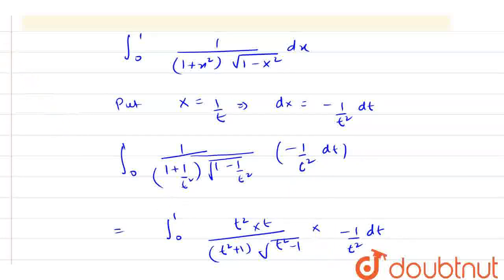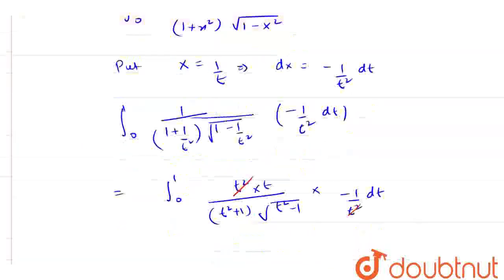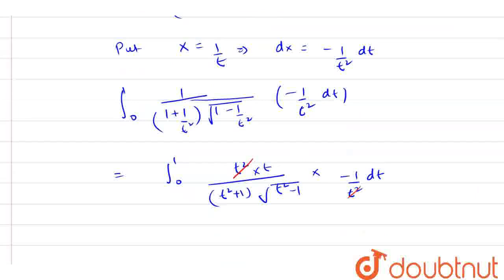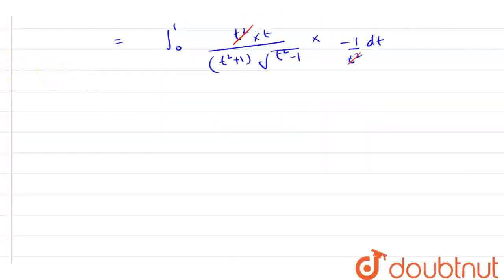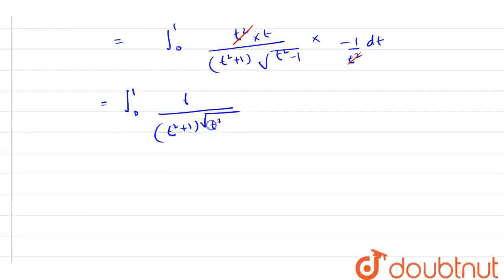Now this t square will get cancelled out and I am left with the integration from 0 to 1 of t by (t square plus 1) under root (t square minus 1) dt.